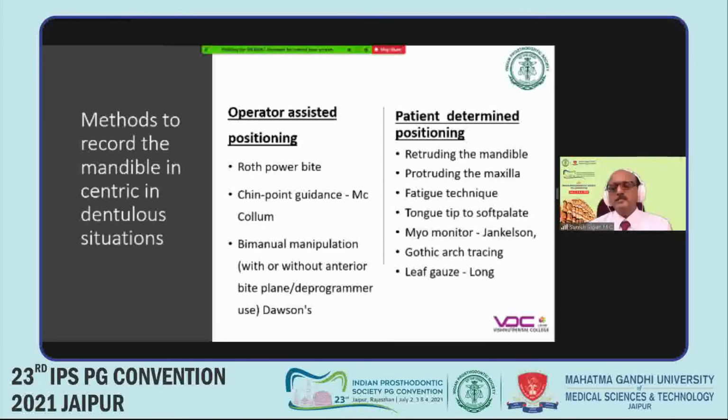Now, Gothic arch tracing, all the postgraduates will be quite familiar with it. It can be done in dentulous as well as edentulous conditions. And then the leaf gauge was also introduced here.